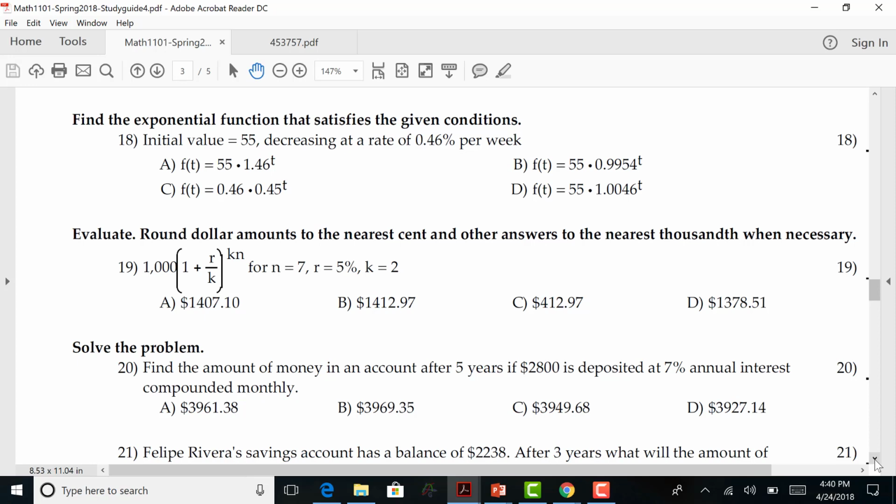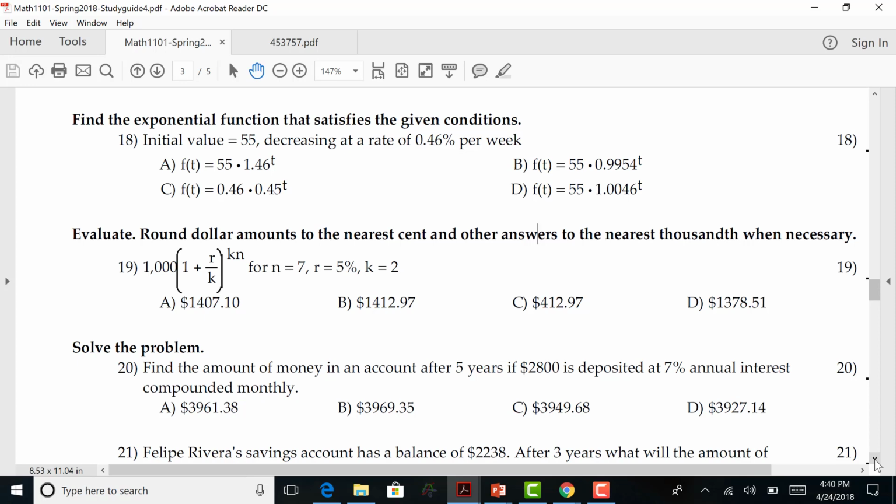You see what I mean? They didn't want you to plug anything in for t. If you were plugging something in, we would have said, oh, t is 8 years, 6 years, 10 years, whatever t is. But since we didn't plug anything in, it just says, can you find the function, which means can you write the equation? That's all they wanted you to do for that one.